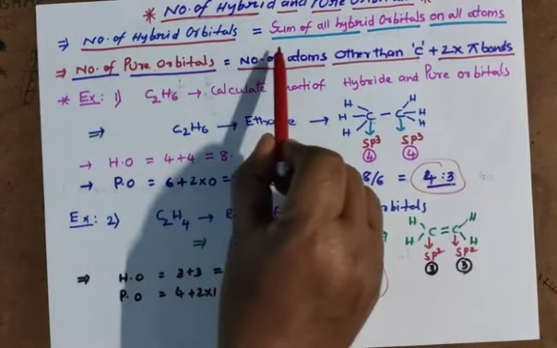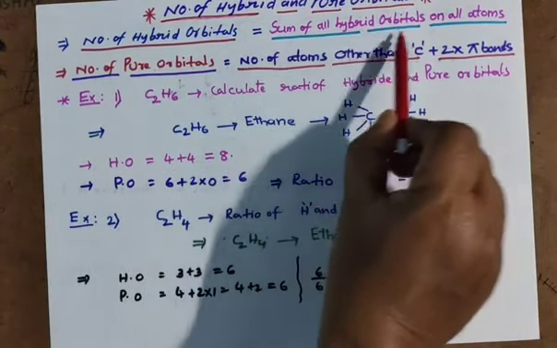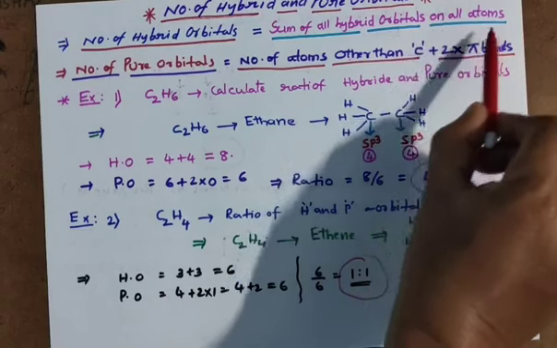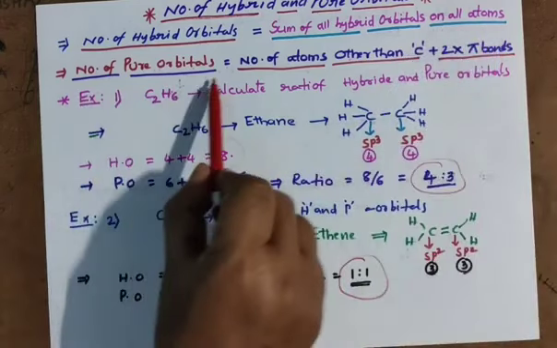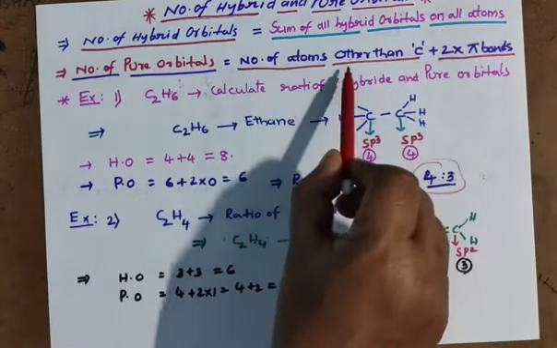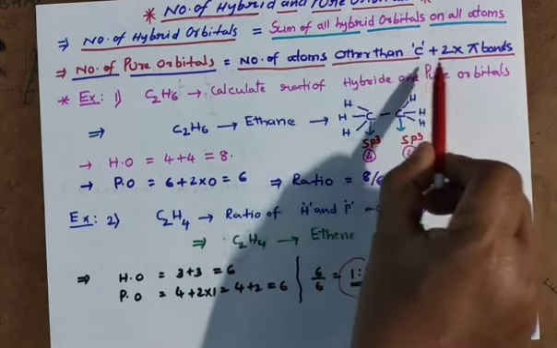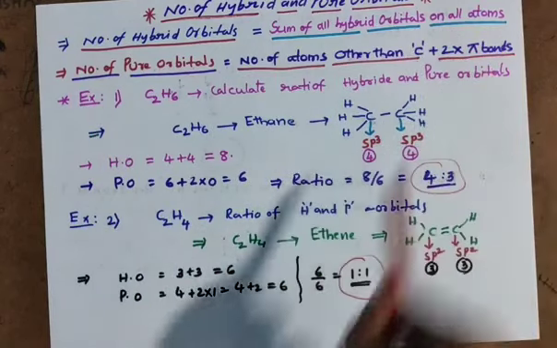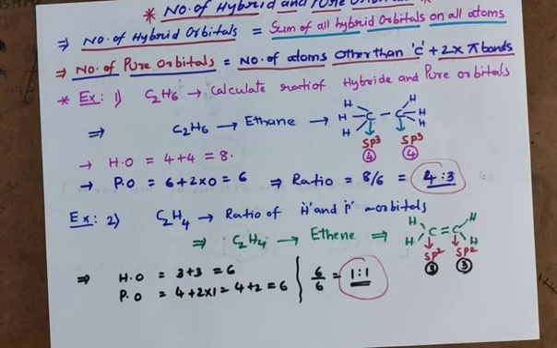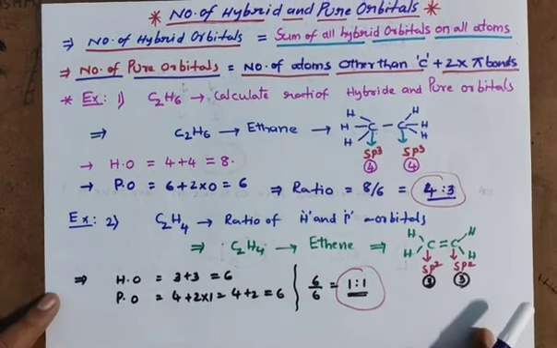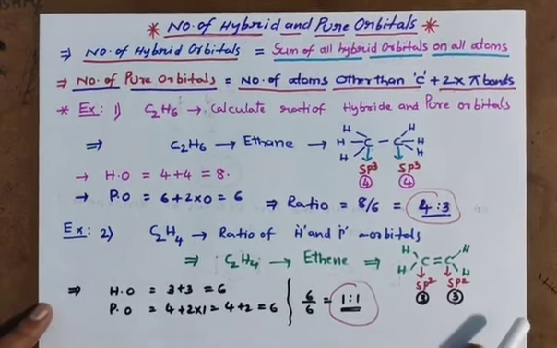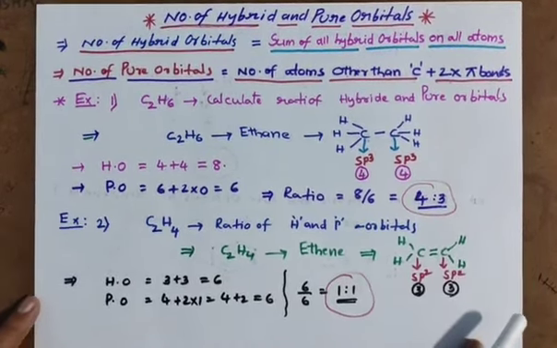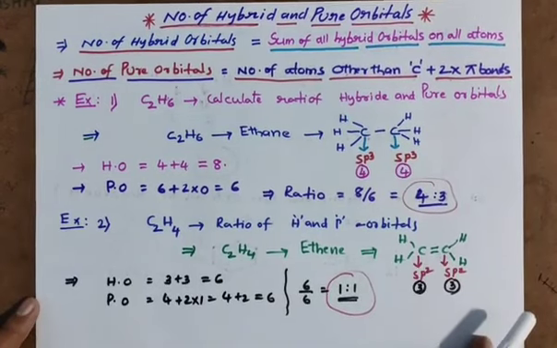Whatever the molecular formula given, you have to remember that the number of hybrid orbitals equals the sum of all hybrid orbitals on all atoms, and the number of pure orbitals equals the number of atoms other than carbon plus 2 into the number of pi bonds. Clear? Like this you can easily find the ratio of hybrid and pure orbitals for any molecule.